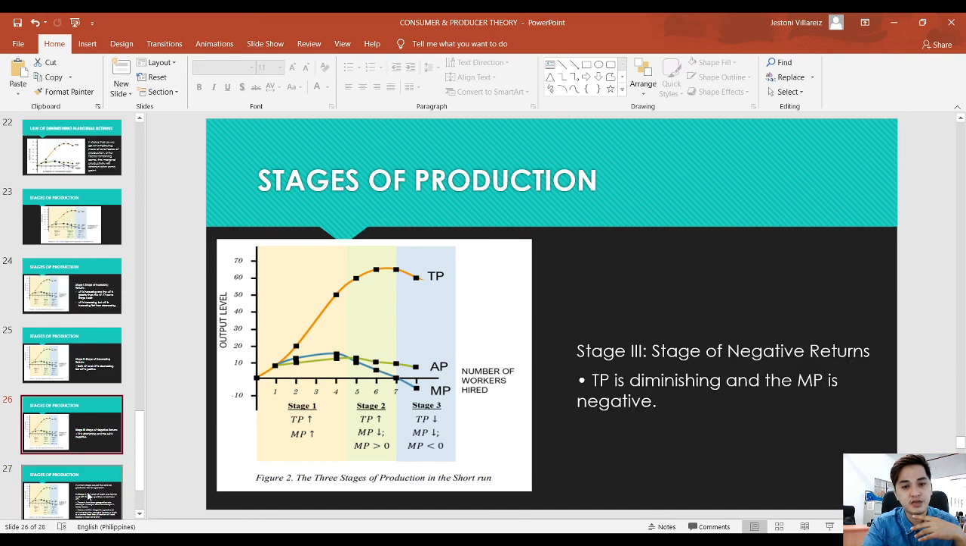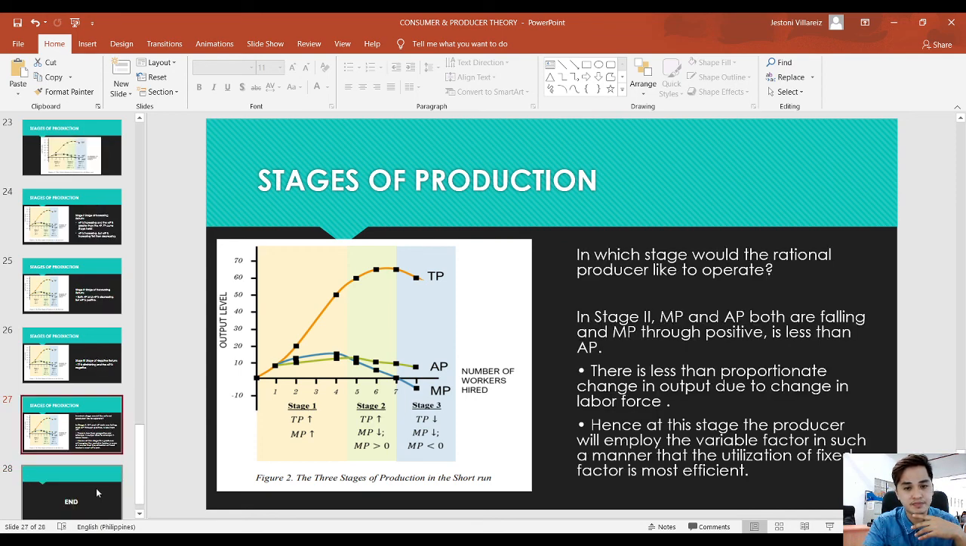Now at stage 3, we now have a negative return. Our TP here, kani siya nga side, started to decrease, and then our MP is decreasing at negative, and then our AP is also continuously decreasing.